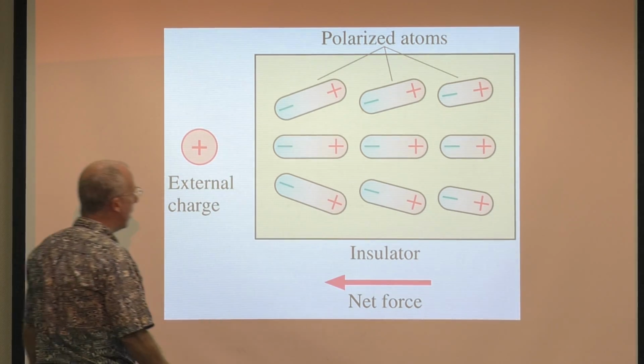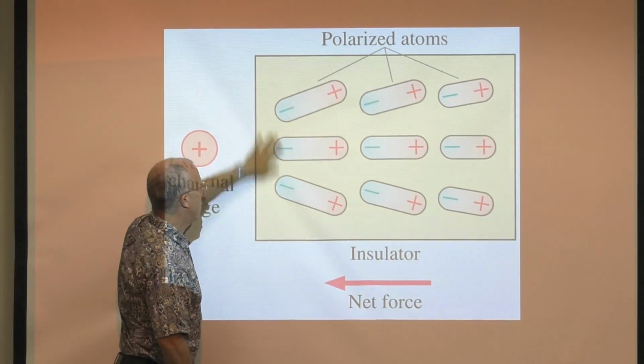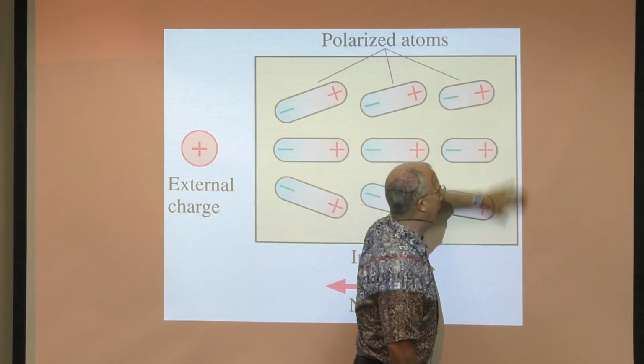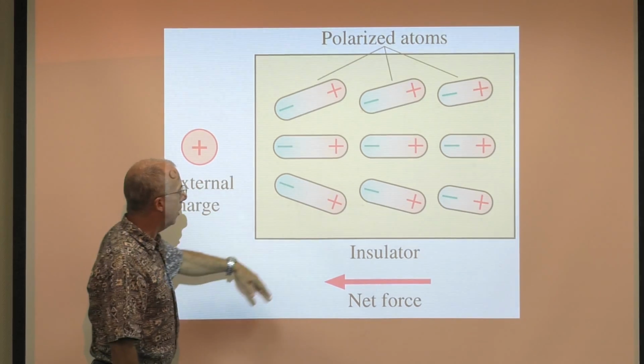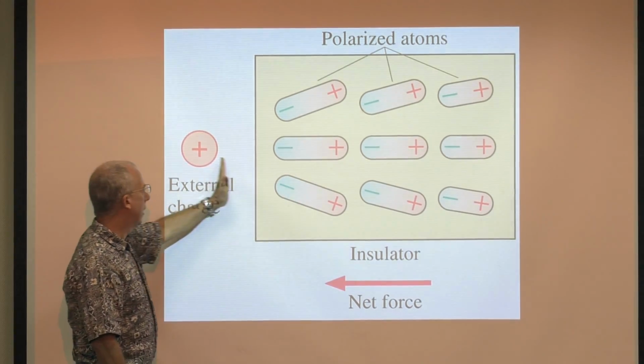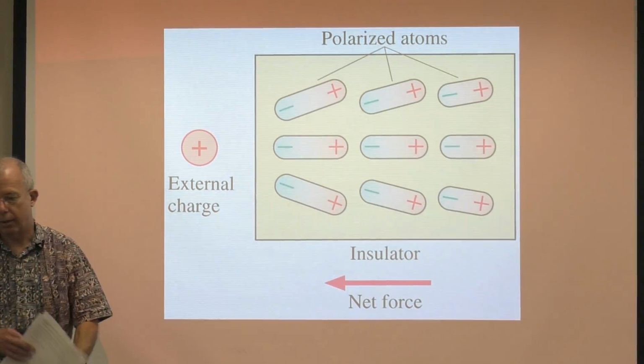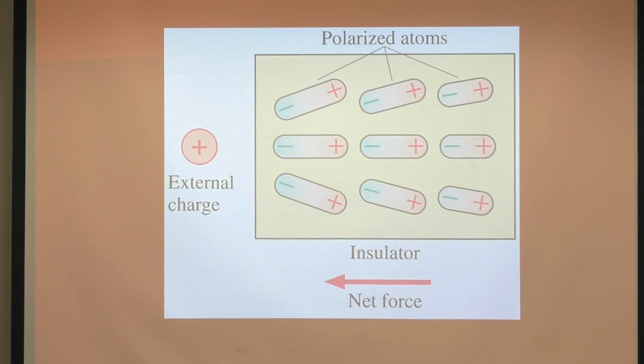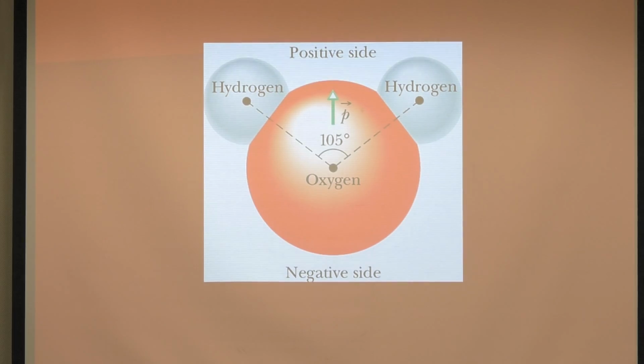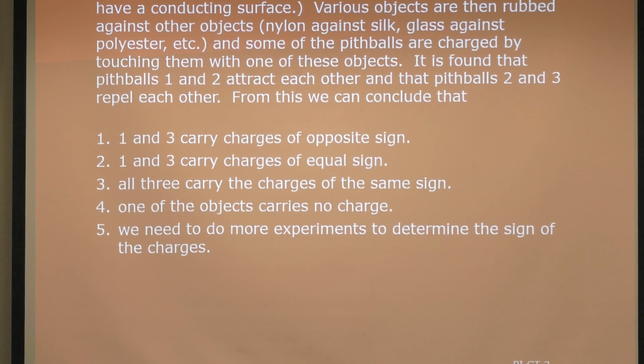Well, what do you notice now? You notice that this side is slightly more negative than this side. So therefore, what is this insulator going to do? This insulator is going to be attracted to this external charge. So that's also called polarization. So there you go.